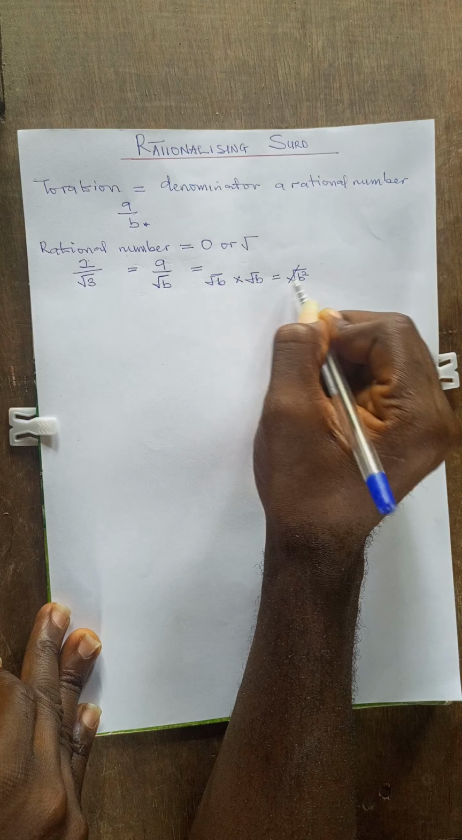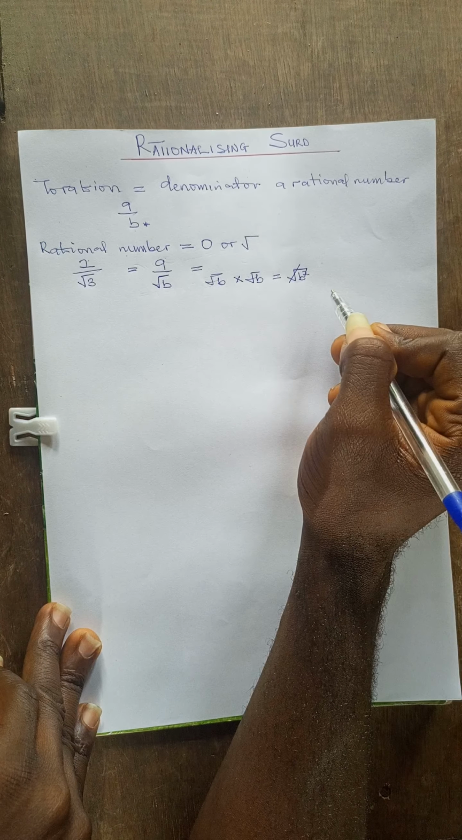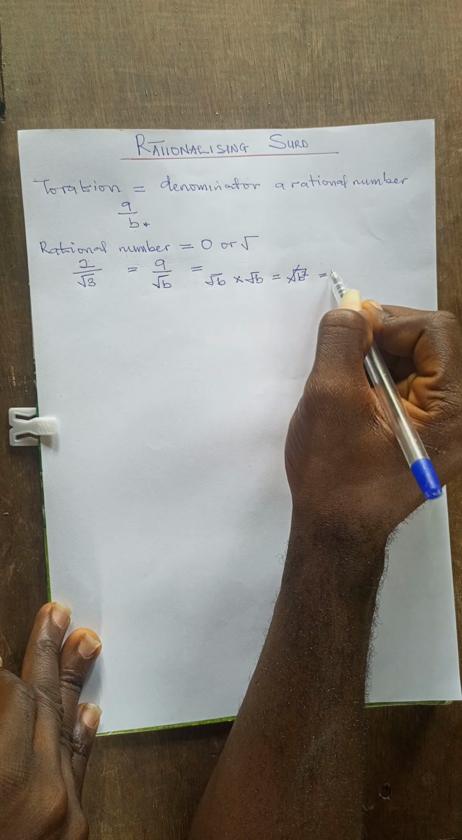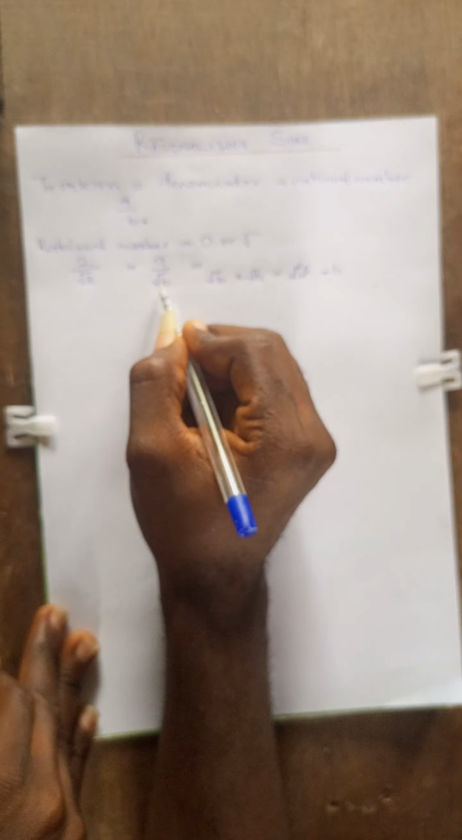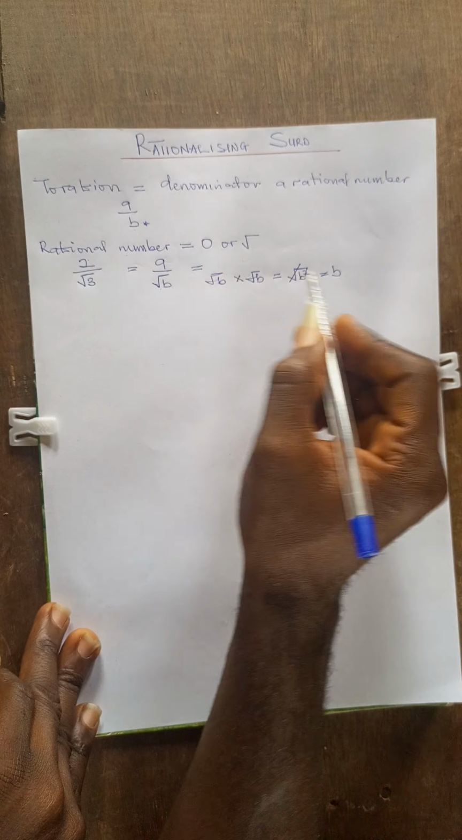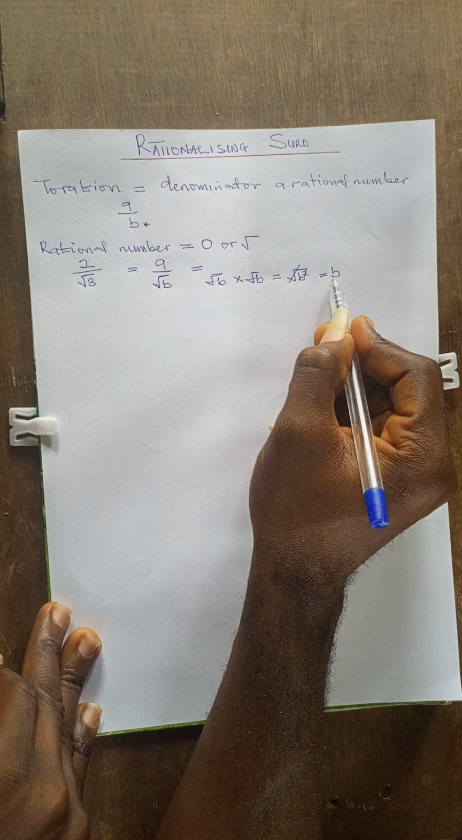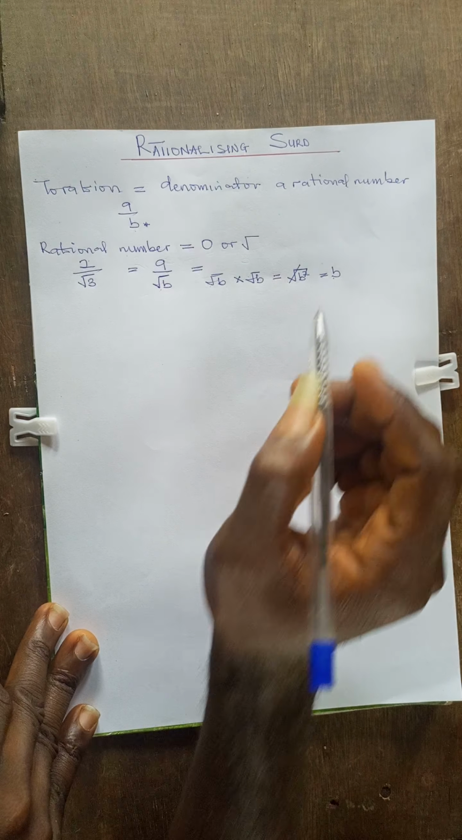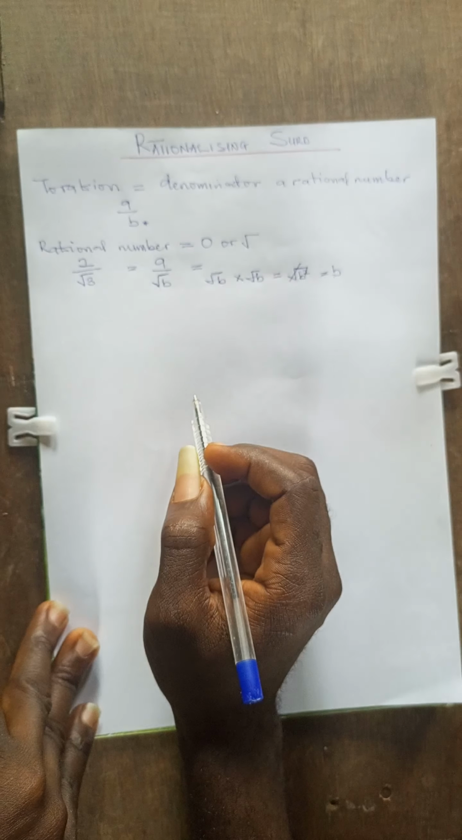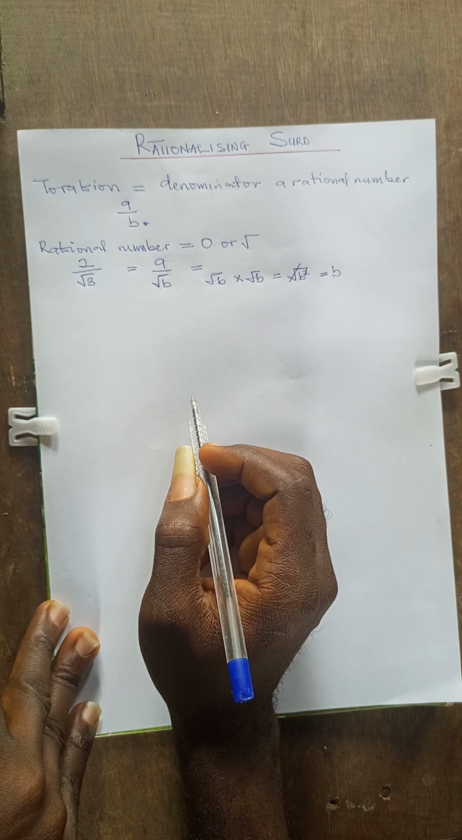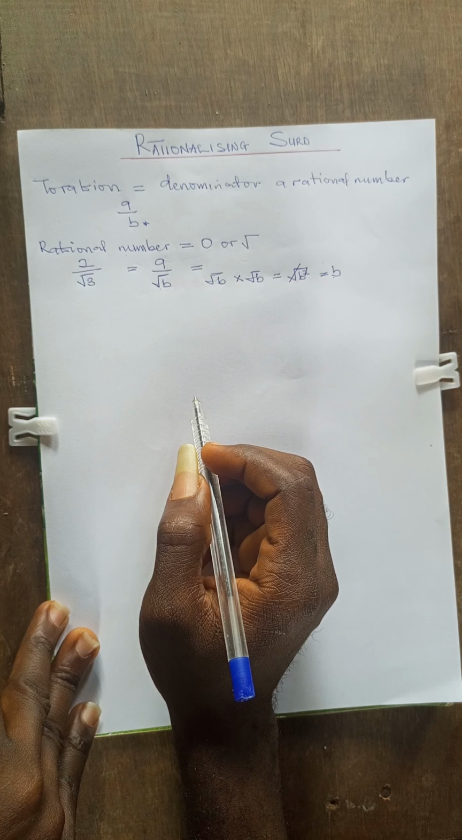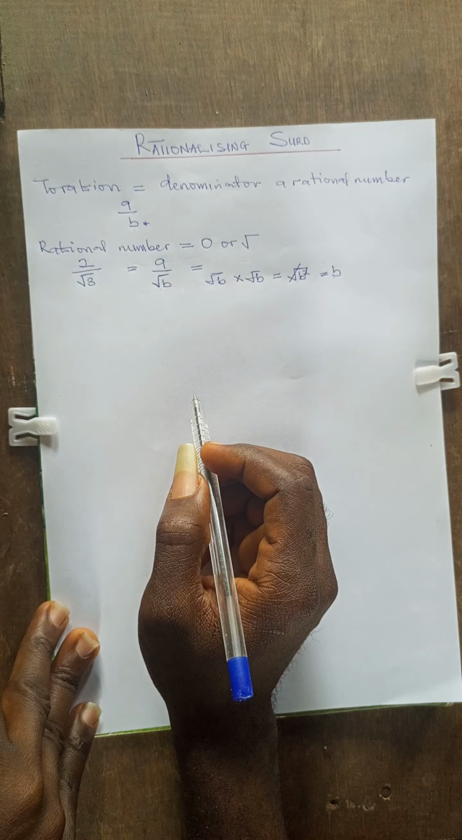Now this root fit cancel this square. If this root cancel this square, e go remain only b. So this thing wey be b, wey be root b before, don become only b. So we don rationalize am. So na the exact thing wey we go do under rationalization na simply by making the denominator a rational number.